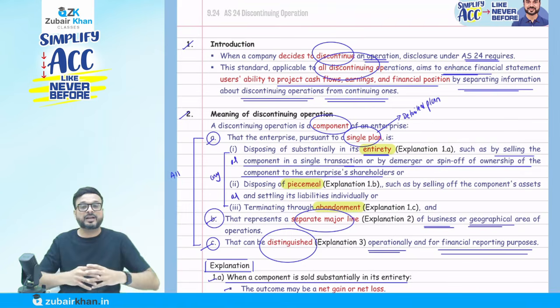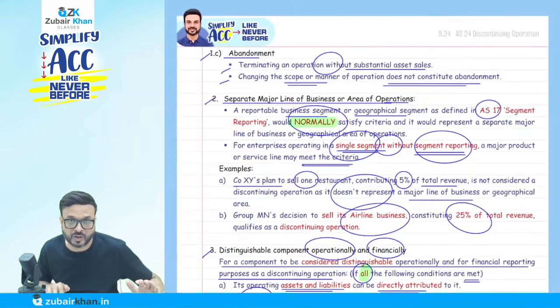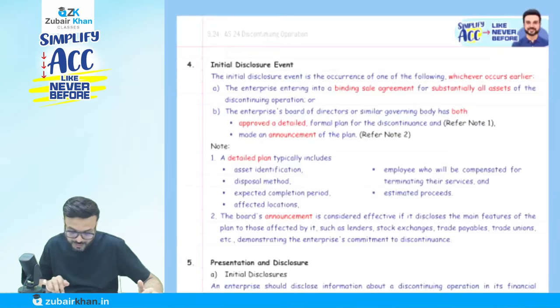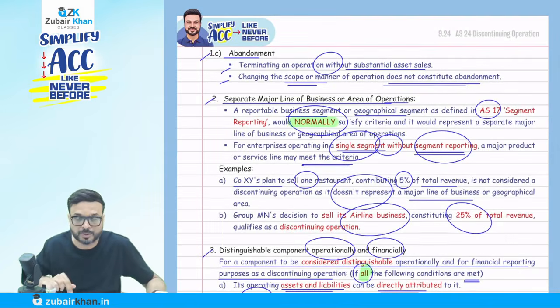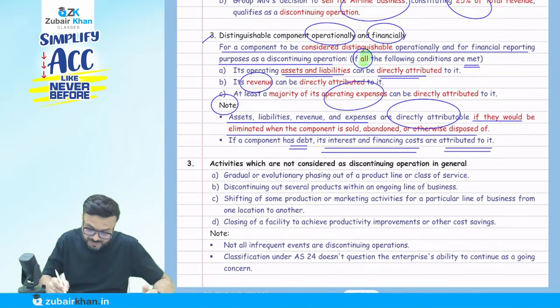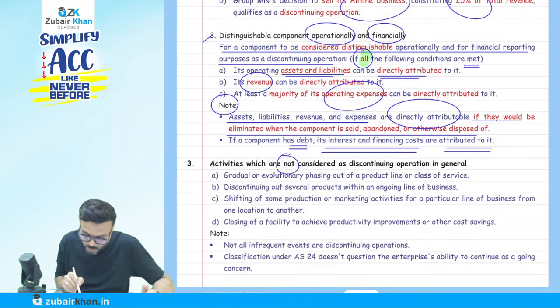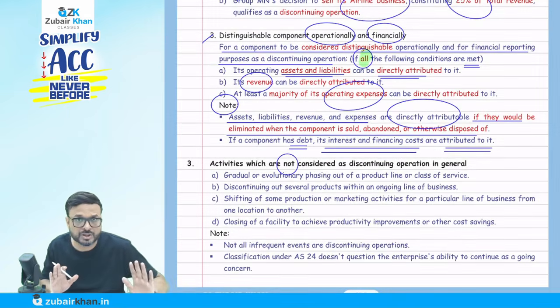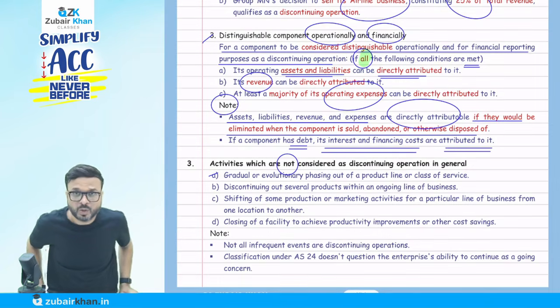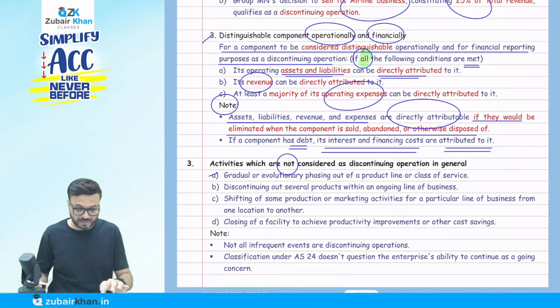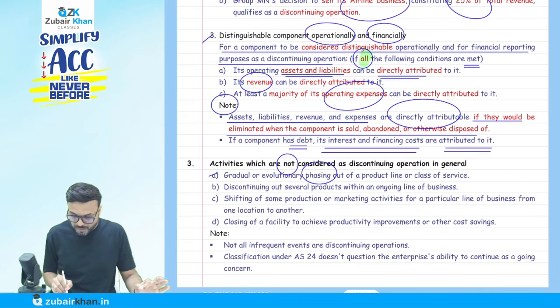The first part that we have discussed is what we mean by discontinuing operation. Now, before I come to when we should start disclosing about a discontinuing operation, one thing I want to discuss with you is the activities which are not considered as a discontinuing operation in general. Remember these 4 things, which are not considered a discontinuing operation. First, gradual evolution, phasing out of a product line or a class of service.